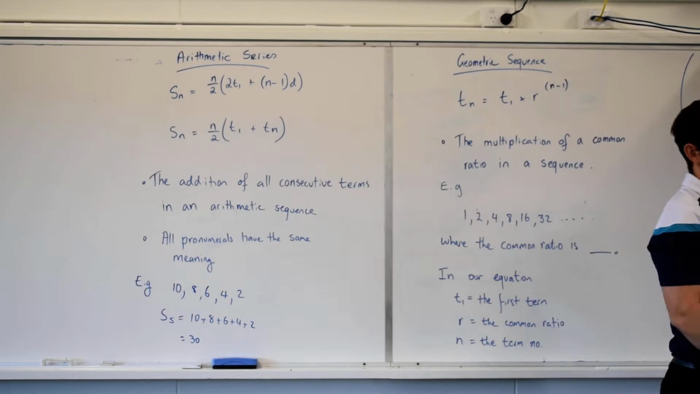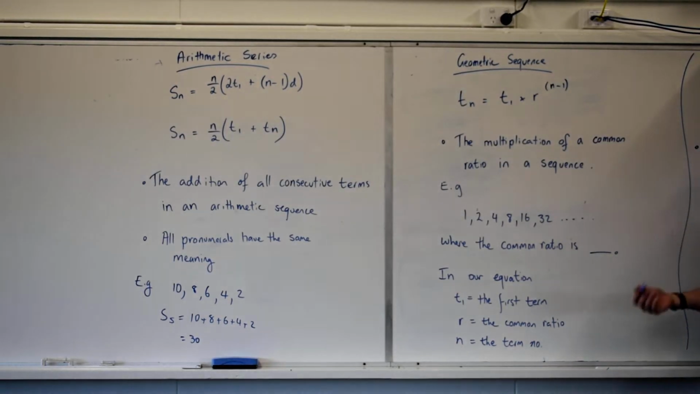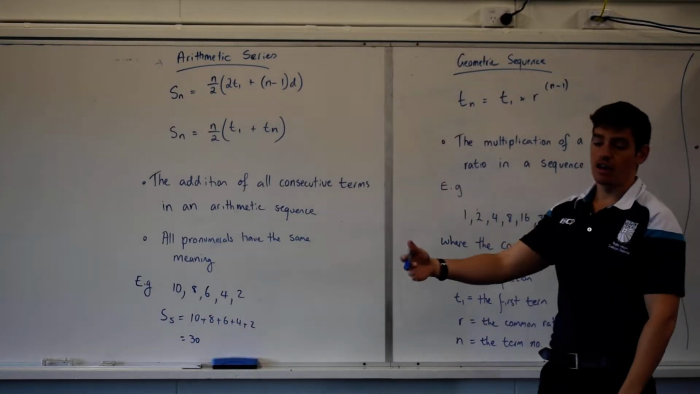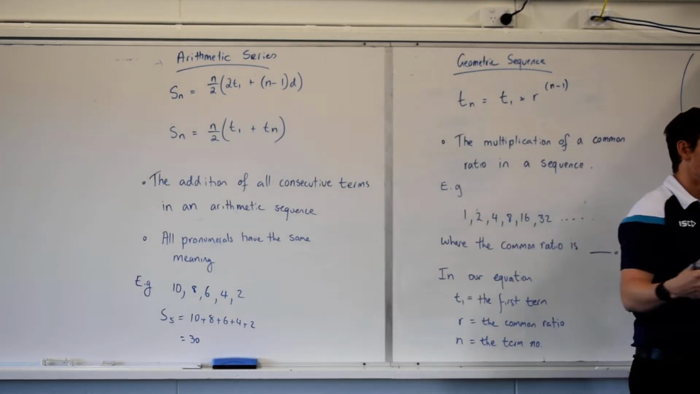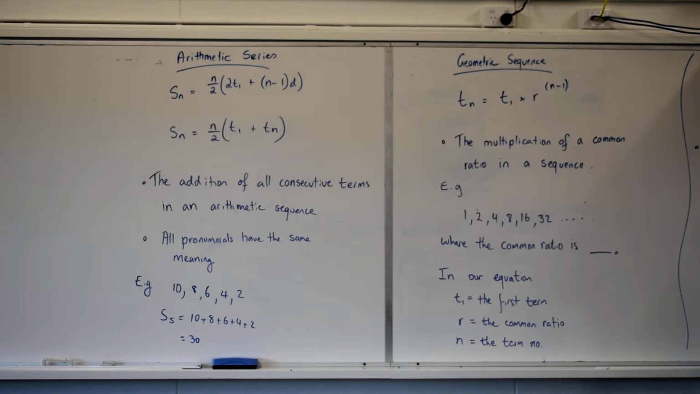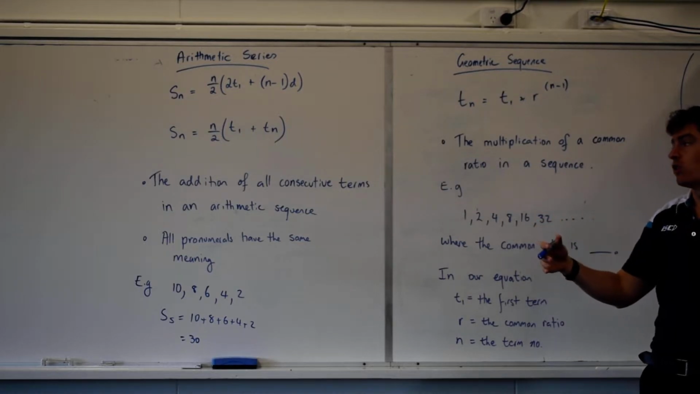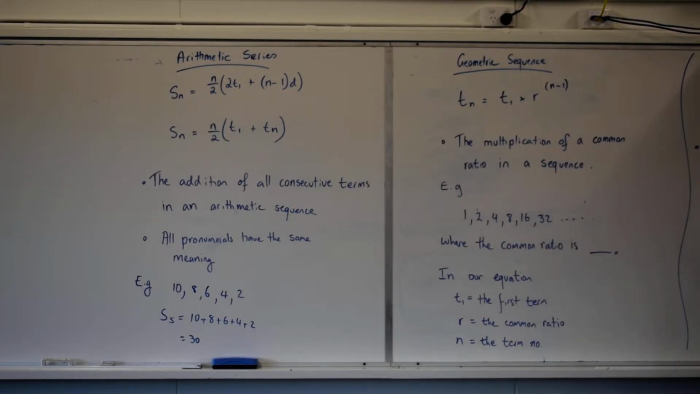And the difference between the arithmetic sequence and the geometric sequence is that rather than adding a common difference, we're multiplying by a common ratio. So a geometric sequence is all about multiplying by a common ratio, whereas an arithmetic sequence is all about adding. Now thankfully many of the values mean the same things in the formulas, and we're given these formulas.